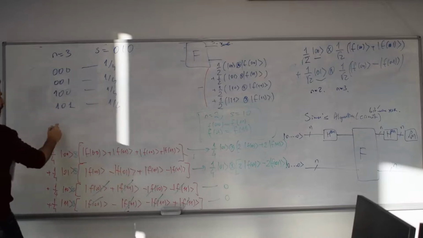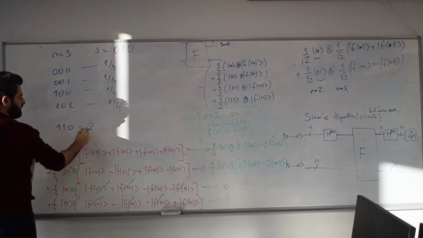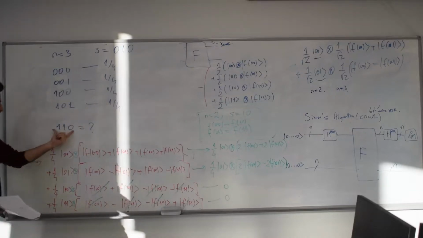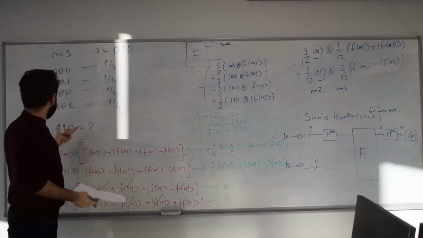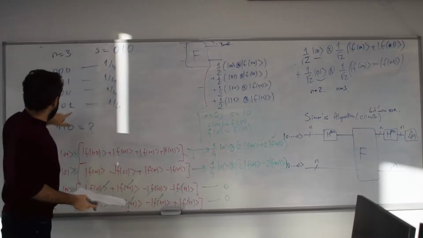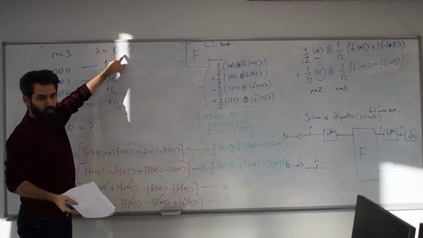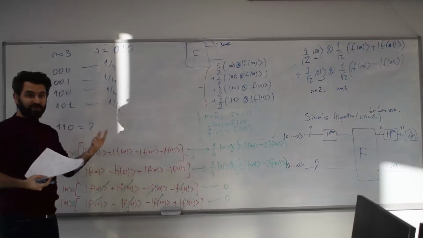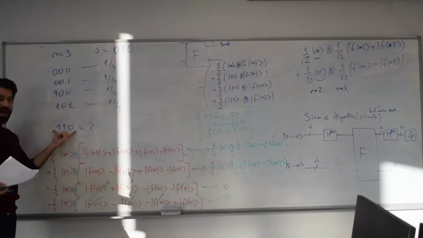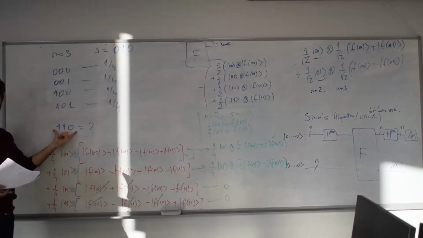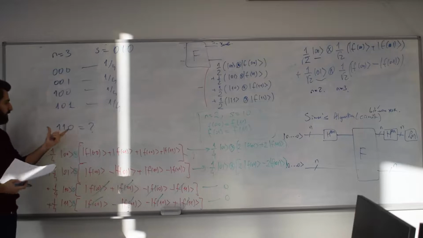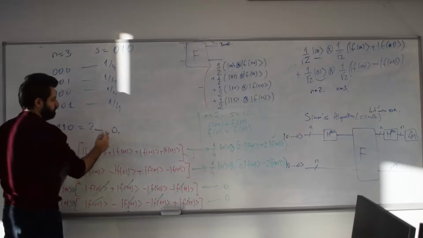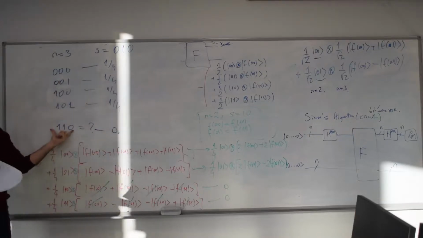How about 1, 1, 0? Can this happen? Well, if you take the dot product of S and this one, you get 1, 0, 0. 1, 1, you get 1. And 0, 0 gives you 0. So when you XOR them, you get 1, which is not 0. Therefore, this is not a valid measurement outcome. So the probability of this happening is 0, because the dot product is non-zero.